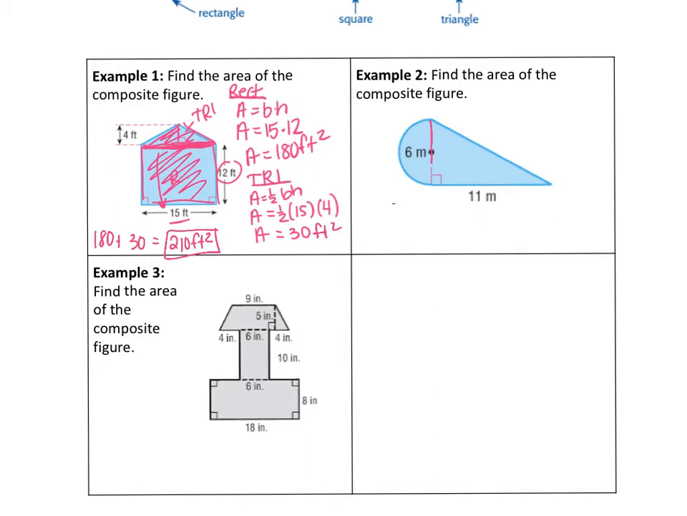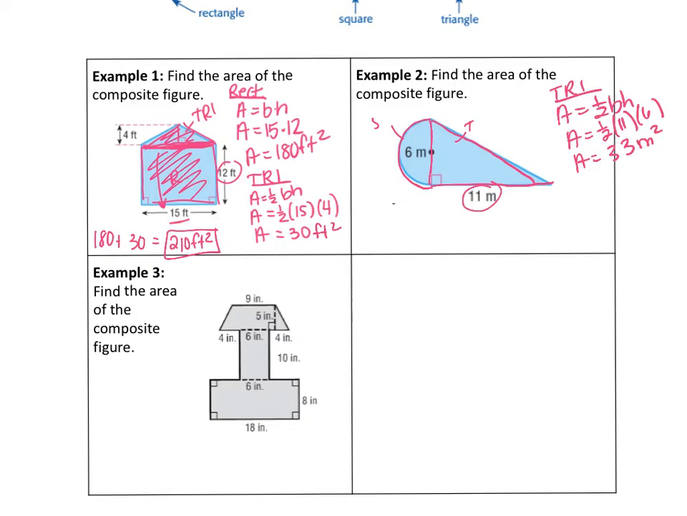So I see a triangle and a semicircle. So T for triangle, S for semicircle. So triangle, let's do first. So area is equal to 1/2 base times height. Area is equal to 1/2. The base here is 11, and the height is 6. Area is equal to 33 meters squared.